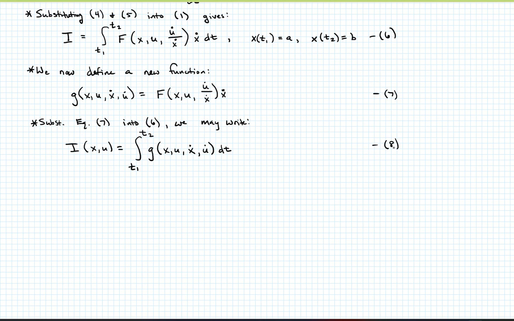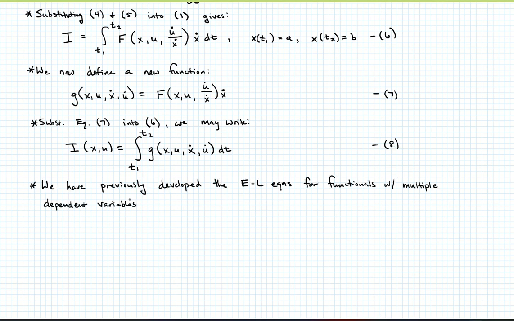So what is this? This is a functional with multiple dependent variables. We've already covered in this class how to handle that. So we can write down the Euler-Lagrange equations directly. In this case, those dependent variables are x and u. The Euler-Lagrange equations are that the partial of g with respect to x minus d by dt of the partial of g with respect to x dot is equal to 0. That's one of the equations.